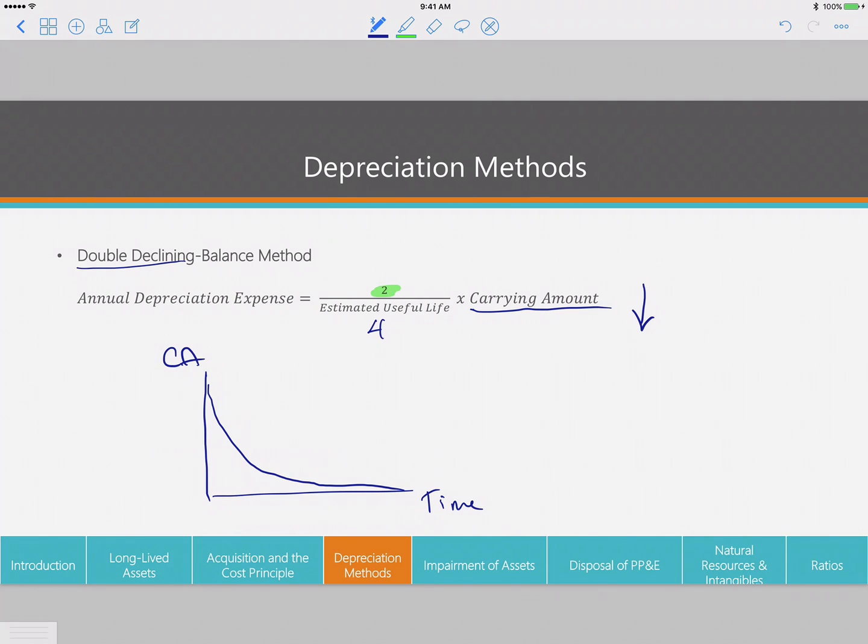Now, which of these methods is the best? Well, it depends. What you're trying to do is make the depreciation method as realistic to your actual operations. You want it to be reflective of the operations. So the double declining balance method can be very useful for assets that are used up quickly, stuff like tech that becomes obsolete very quickly.